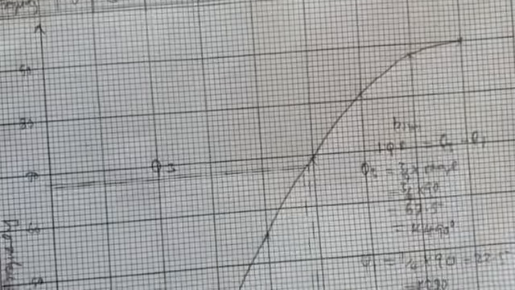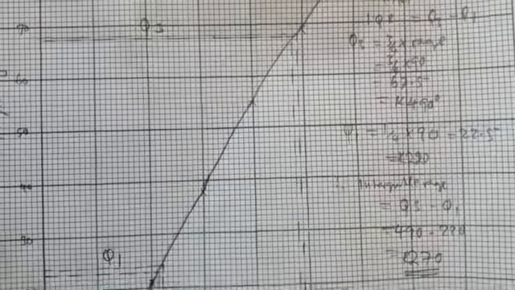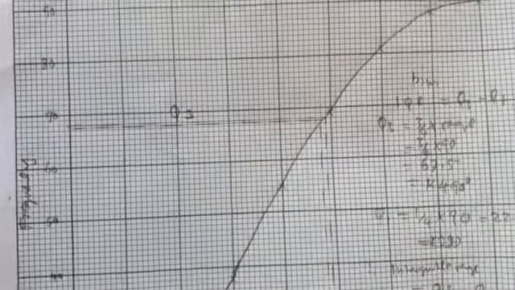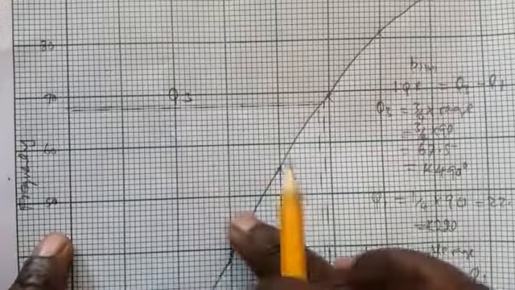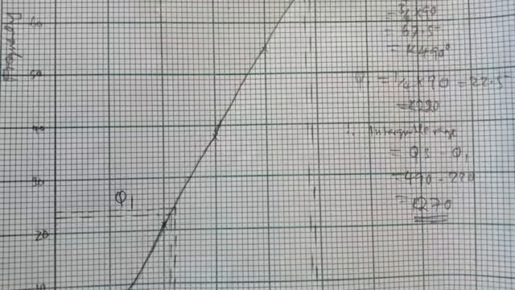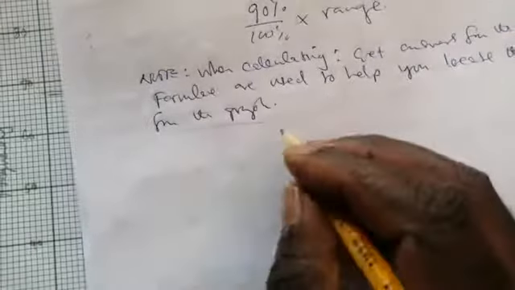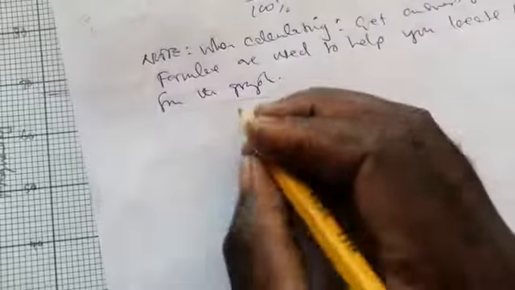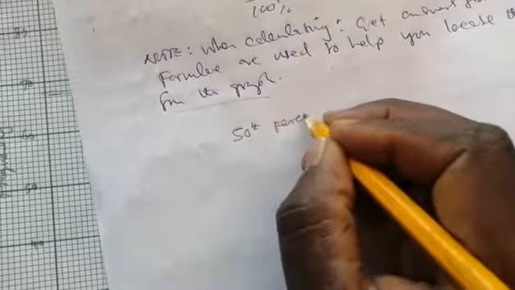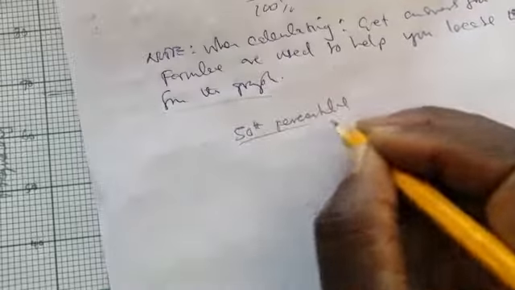If you are told to find the median, it's half of 90. 1 over 2 times 90 is 45. So you go to 45, draw a line there, and then you come here and read the values. If you are told to find, for example, a percentile, let me add another question. Let us find the 50th percentile. I've added this one so that you understand.